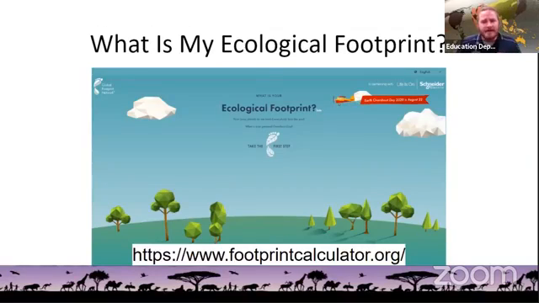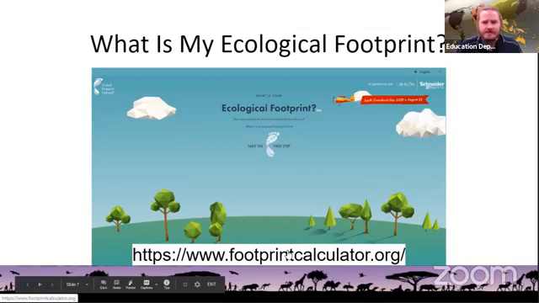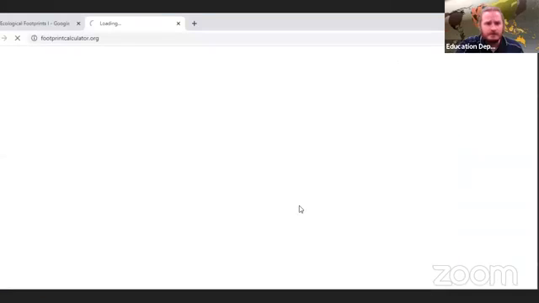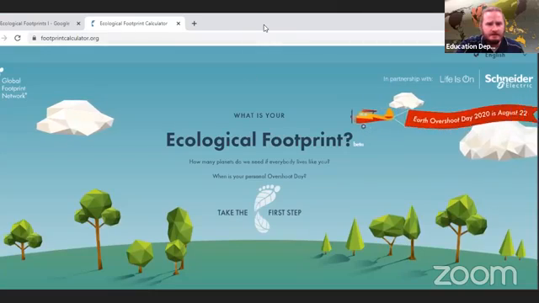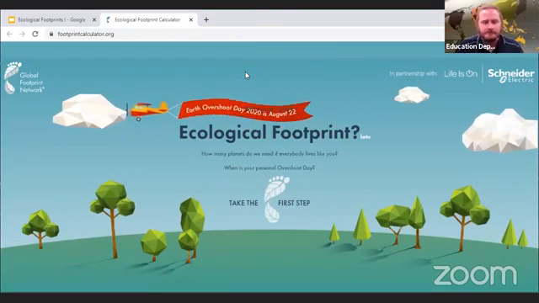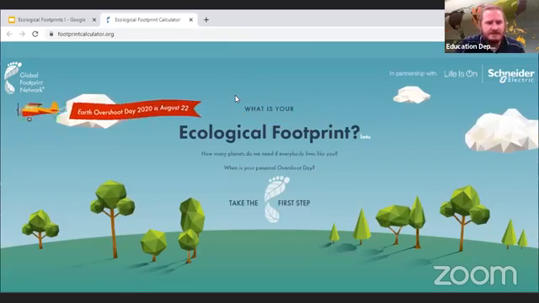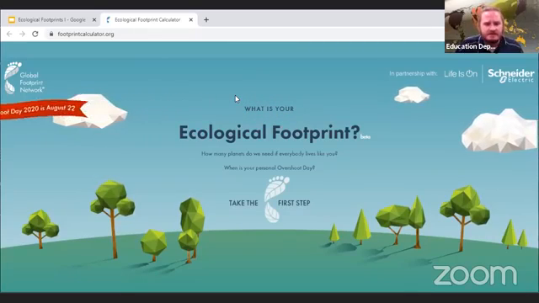So you might be thinking, okay, I kind of understand this now, but how do I calculate it? And that's a great question. And fortunately, there's a really great resource that we can use to do this. All we have to do is go to this website, which is footprintcalculator.org. And I'm going to go to this website to show you what it looks like. So you click on that link, and we'll end up here. And you'll see this page right here. And the question is, what is your ecological footprint?